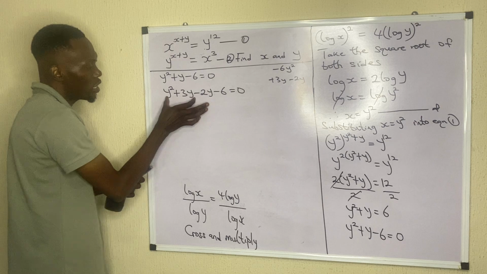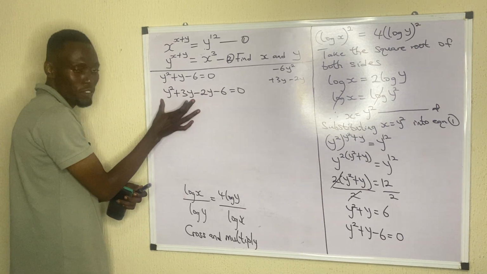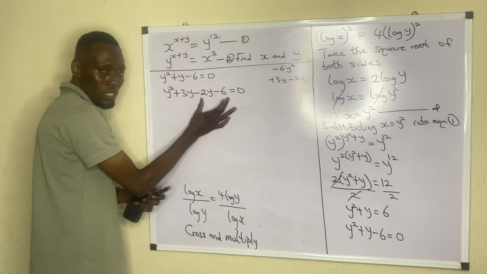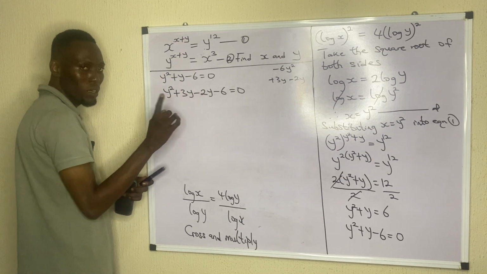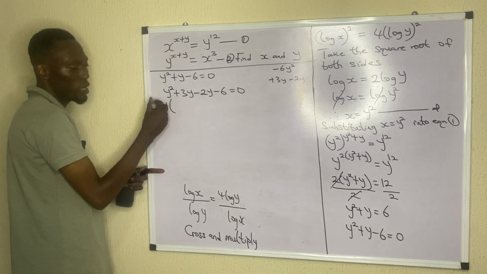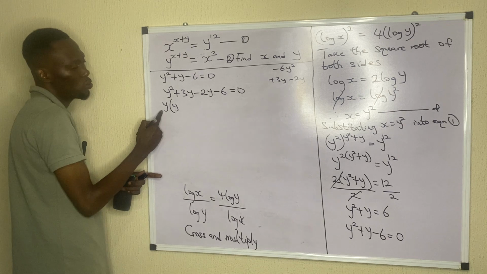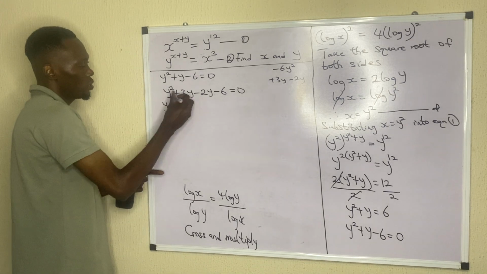Then I can group them. I group these two and I group these two. So on grouping them now, I can take the common factor here and I can take the common factor here also. What's common between y squared and 3y? y, right? So y is a common factor. If y goes into y squared, what will remain? y, because y times y will give me y squared, right? If y goes into 3y, what will remain?